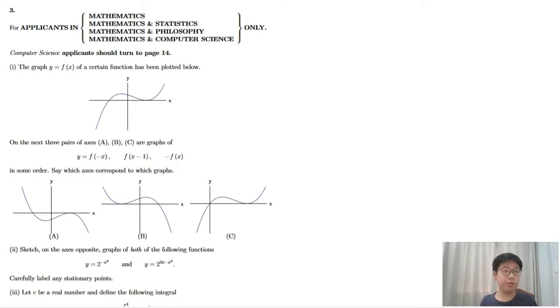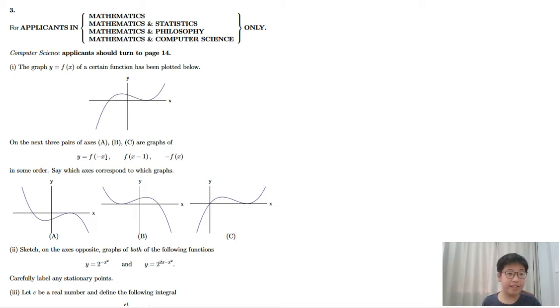Right, today we are now going to do question 3 of 2008. So we now have a graph y equals f of x of a certain function. On the next 3 pairs of axes are graphs of these. Say which axes correspond to which graphs. Let us look at the terms beside f of x.